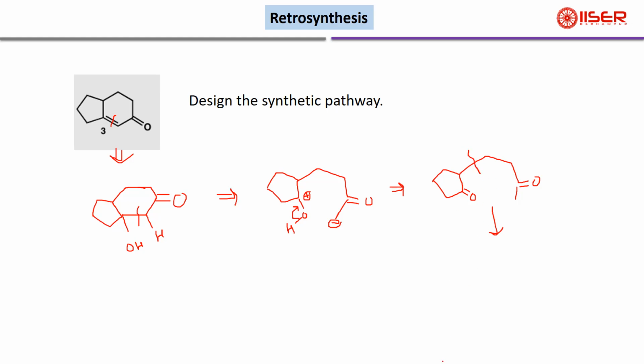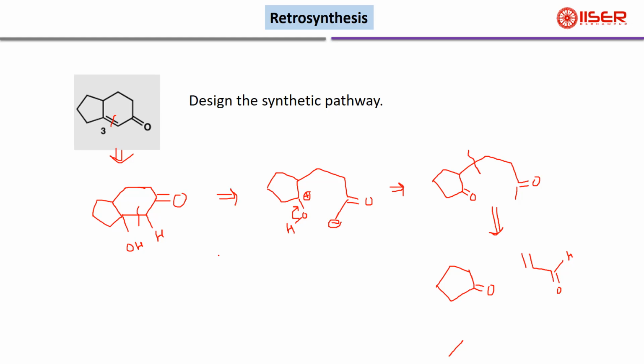As this is 3 carbon apart, so we know what will be our electrophile. We've already done it. Whenever this is 3 carbon apart, the electrophile is an alpha beta unsaturated compound. So this is our starting material. Do you know what the reaction is? Actually, the reaction is a Robinson annulation reaction.